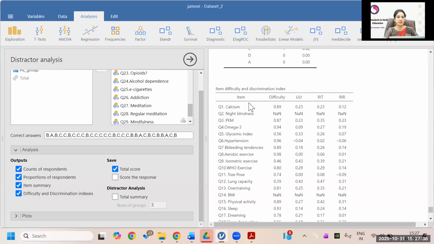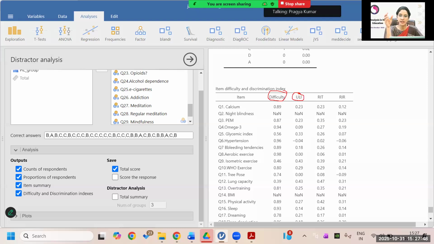So this you can see. It gives you in one table the difficulty index, then ULI. ULI is the upper lower index, which means it takes the number of students who have answered correctly in the upper section minus the number of students who have answered correctly in the lower section, divided by the total section. And this is the item total correlation, and this is the item rest correlation.